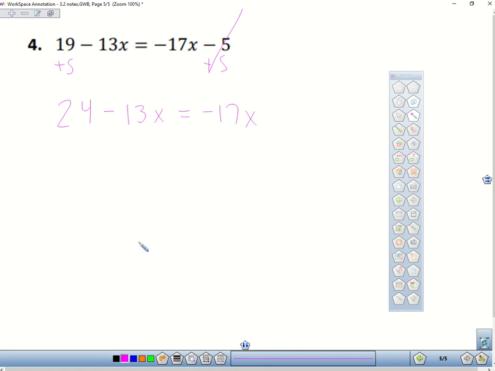Now what should I do? Add 17. If I add 17, I have everything on one side. But I want the x's to be on one side and the numbers to be on one side. So what should I do instead? Add 13.